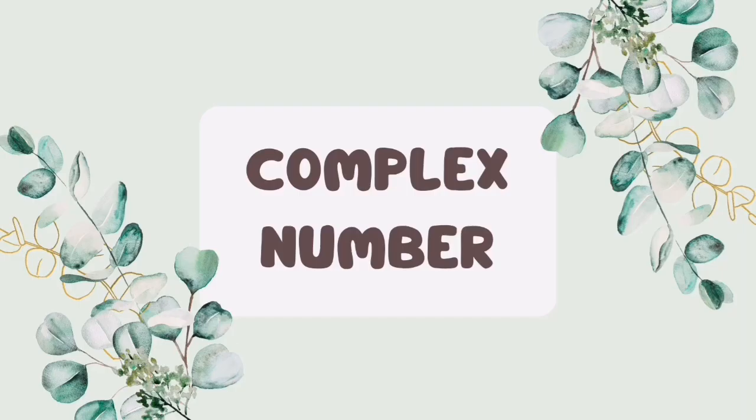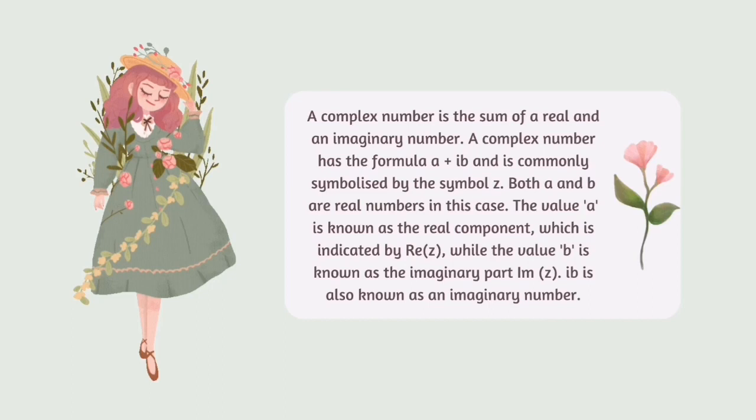Now we are going to talk about complex numbers. As we can see on the screen, this is the definition of a complex number. The complex number is the sum of a real and an imaginary number, which means a complex number contains a real and an imaginary number. A complex number has the formula a plus ib and is commonly symbolized by the symbol z. Both a and b are real numbers in this case.